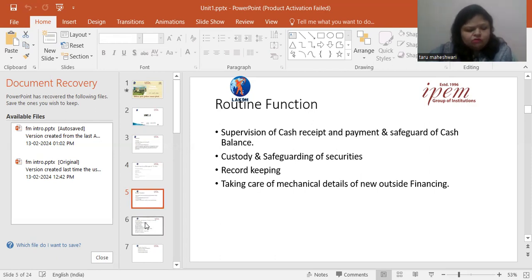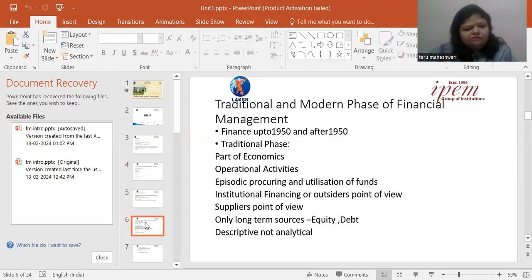Now, when we talk about traditional finance and modern finance, there is a lot of change between them. Prior to 1950, it was traditional finance, and now it is modern finance. Previously, traditional finance was a part of economics, and the only concern area was operational activities. The procurement and utilization of funds was episodic, meaning no prior planning was there. It is just like an episode, to procure and utilize the funds. No further investment was a concern area.